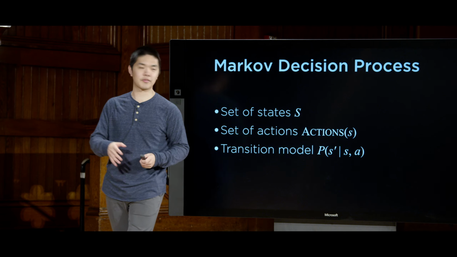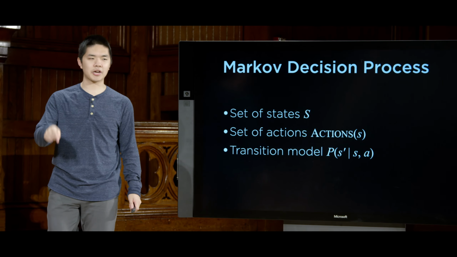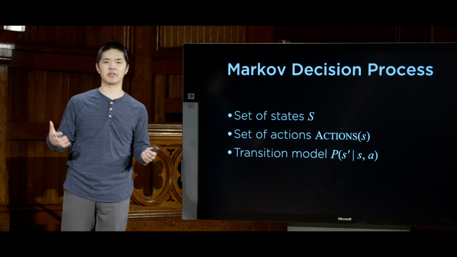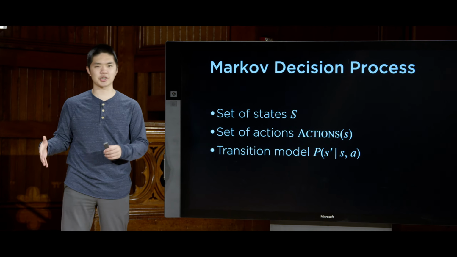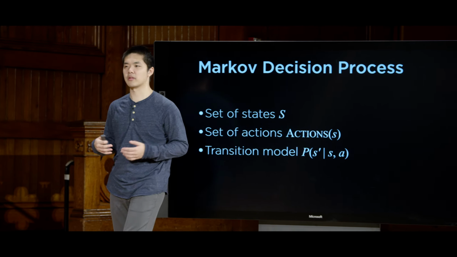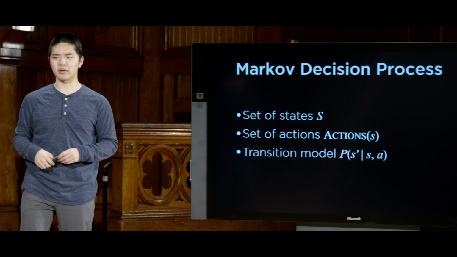Now, maybe we live in a very deterministic world in this Markov decision process, where given a state and given an action, we know for sure what next state we'll end up in. But maybe there's some randomness in the world, that when you take in a state and you take an action, you might not always end up in the exact same state. There might be some probabilities involved there as well. The Markov decision process can handle both of those possible cases.